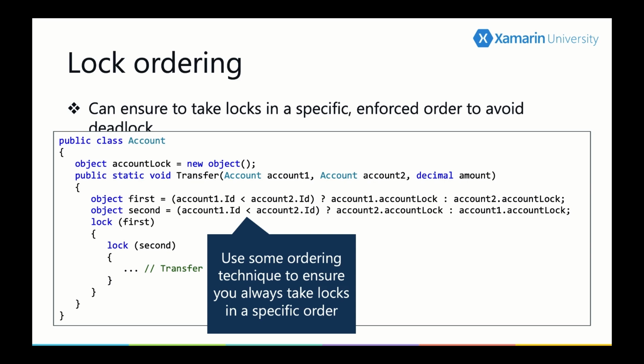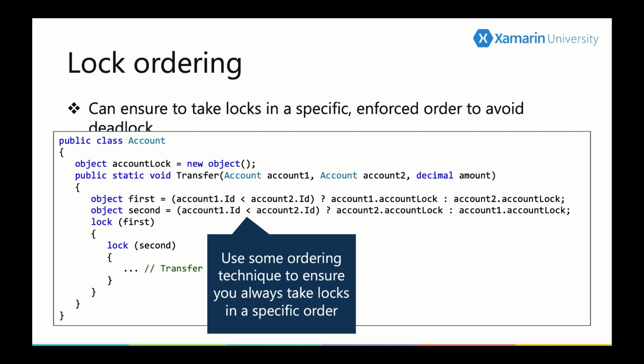Maybe your accounts have got an identifier. Every bank account has got a number. So this could be your indicator. You could compare the two identifiers, and you always take the lower account ID first. By doing that, you remove the possibility that the second account is already owned by another thread while waiting on the first one. You can really use any ordering criteria. It just has to be consistent.